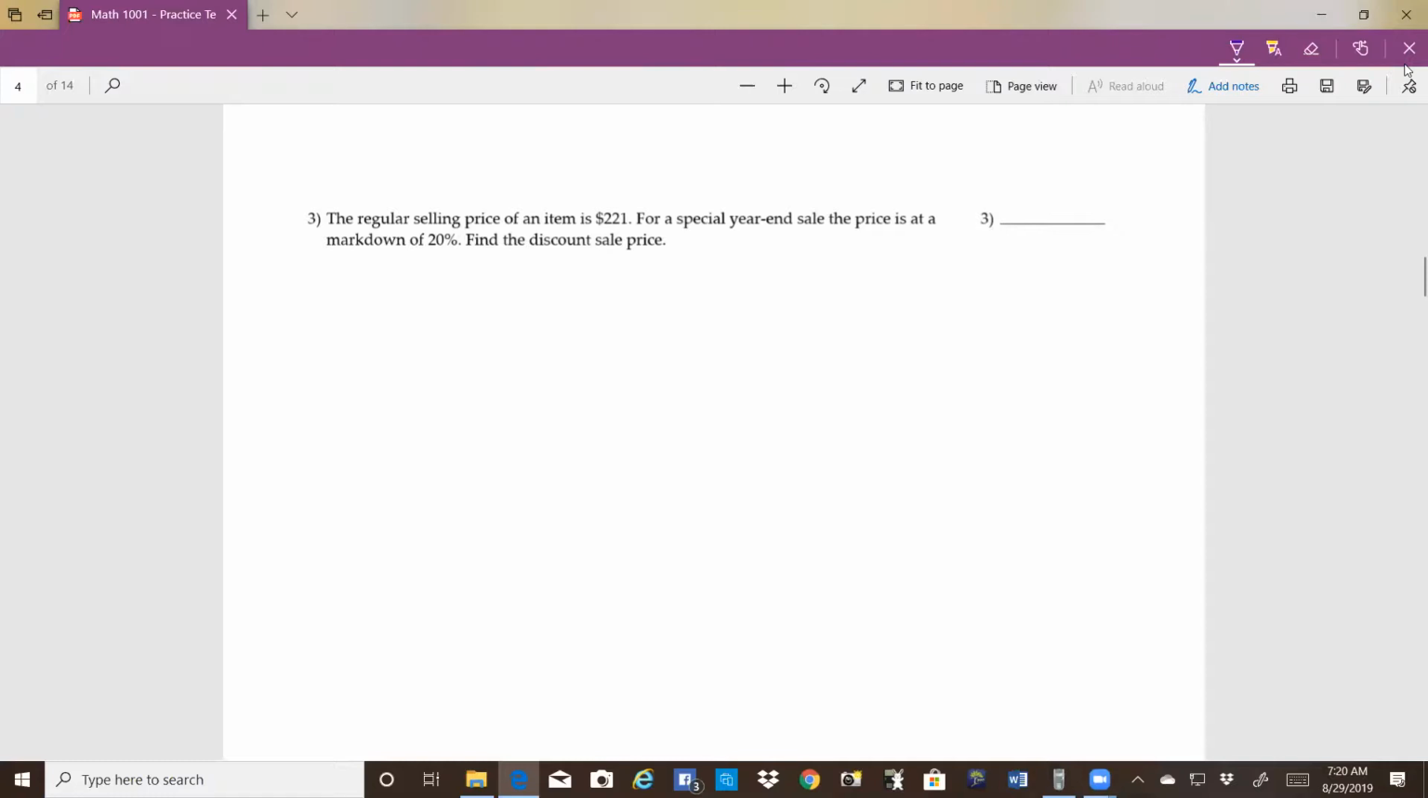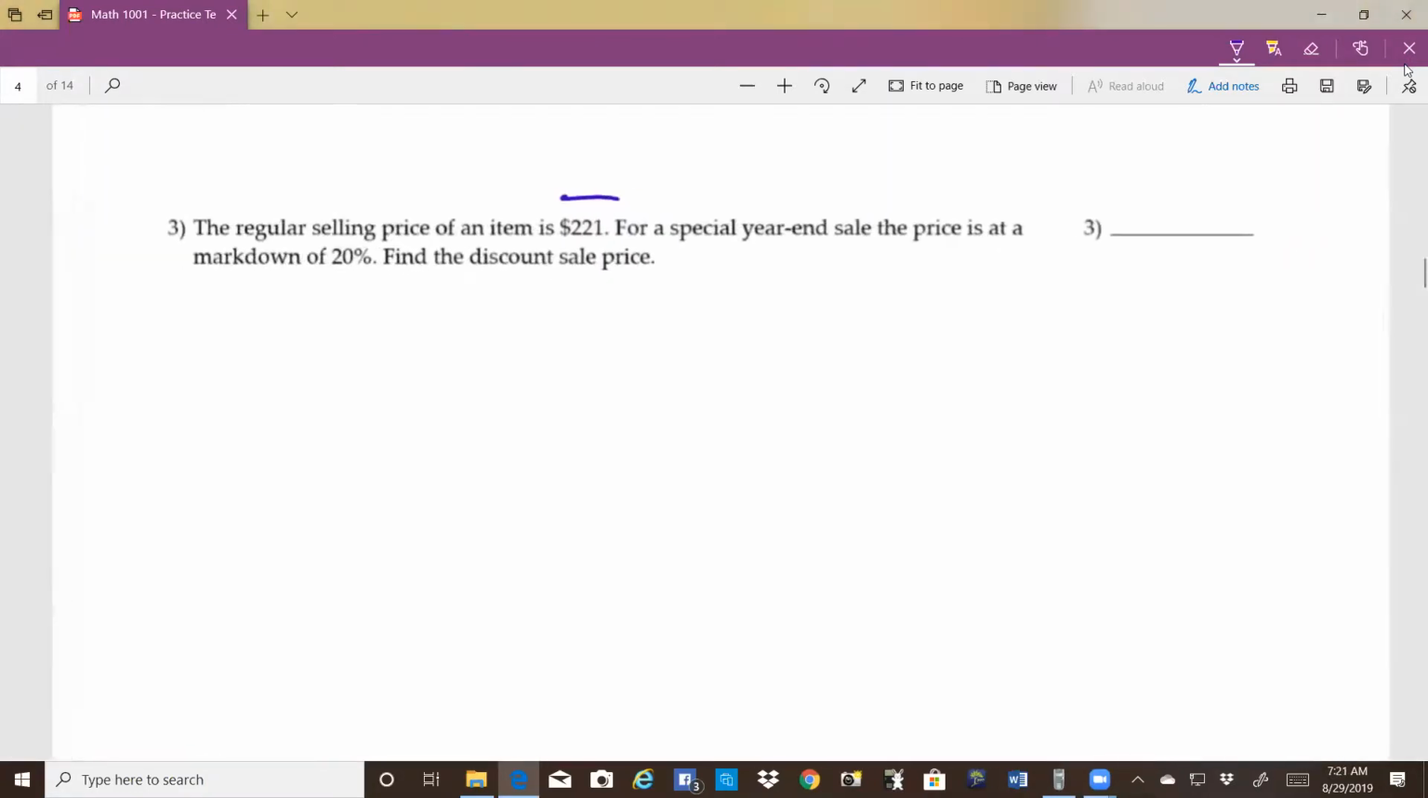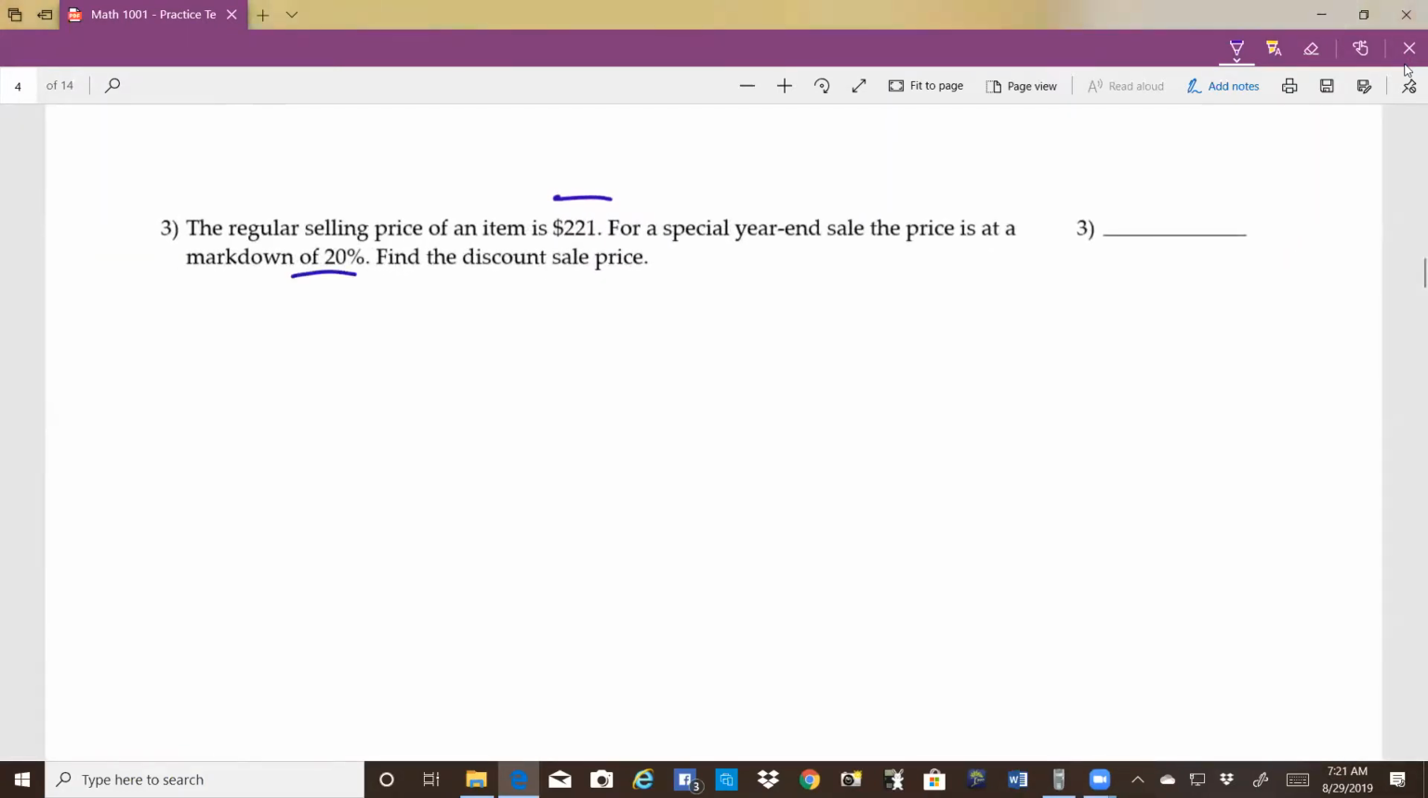Now we have a regular selling price of an item of $221, at a year-end sale at a markdown of 20%. Find the discount sale price. So he will pay 80% of the regular price, which is 0.8, changing it to decimal, times 221, is equal to $176.80.